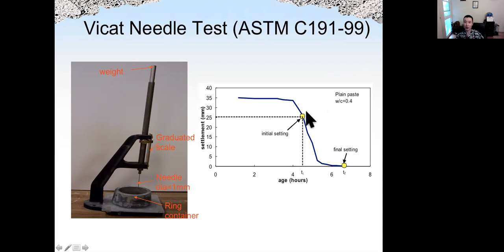And the water cement ratio of the paste or mortar is 0.4. W over C is the ratio of water to cement. This is the most important factor controlling the strength of concrete.